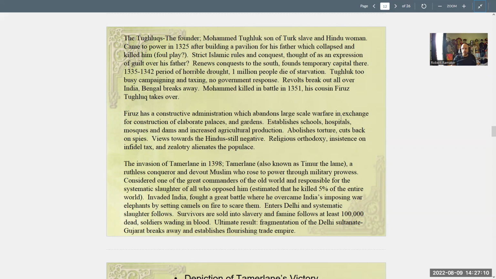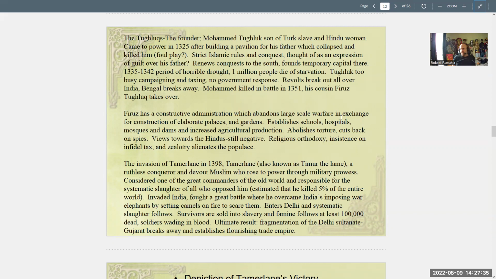In 1398, the invasion of Tamerlane takes place. Temur the Lame, as he was known, was a ruthless conqueror and very devout Muslim who went on a campaign of world conquest that resulted in the deaths of possibly 5 to 8% of the entire world's population. Deaths in the hundreds of millions, probably.